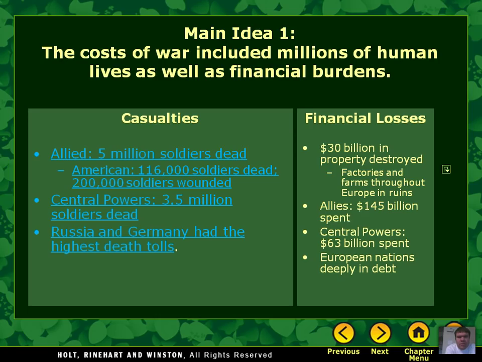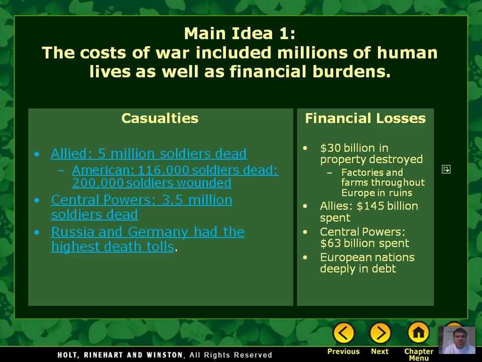Now, along with the human cost, there was the financial cost. There was $30 billion in property destroyed in Europe. Factories and farms throughout Europe were in ruins. The Allies spent $145 billion. The Central Powers spent $63 billion. What this meant is at the end of the war, Europe was in shambles, and it was deeply in debt.